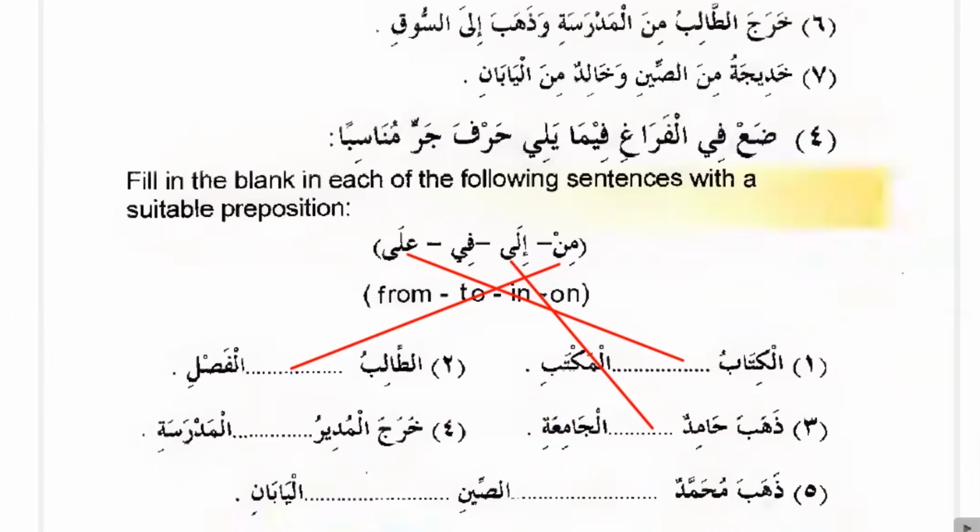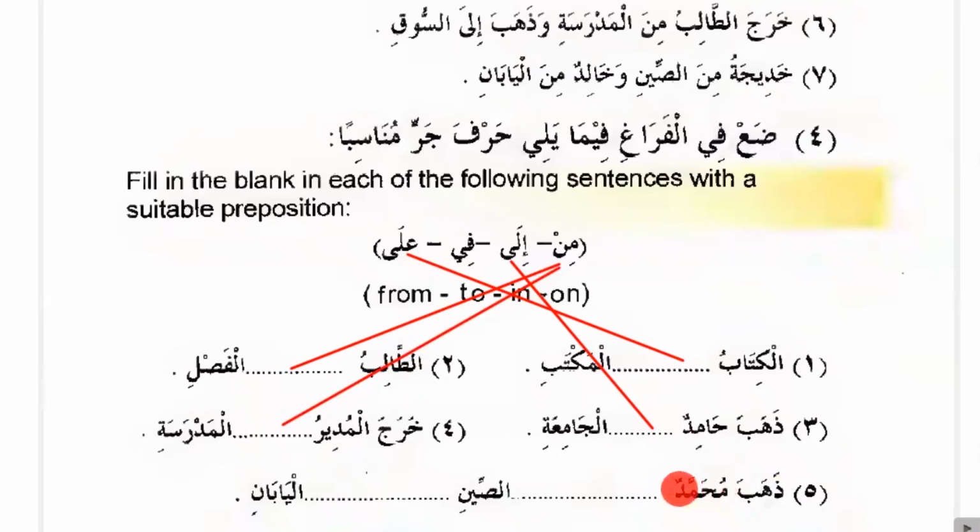Okay. So the fourth one here, he said kharaja al-mudiru min al-madrasati, right? It should be min al-madrasati. Kharaja al-mudiru, the principal left from the school, right? From the school, not to the school, from the school. So also left, it should be from, right? So min al. Right? This one. Kharaja al-mudarrisu min al-madrasa, right?